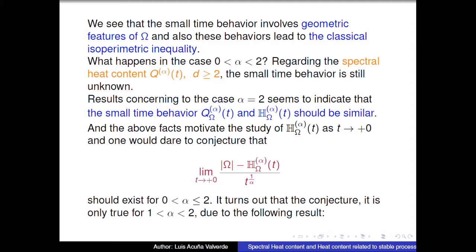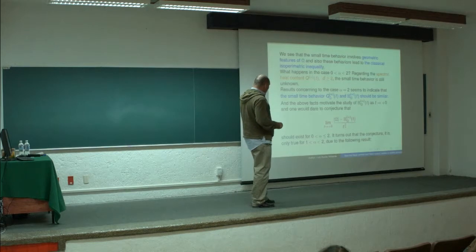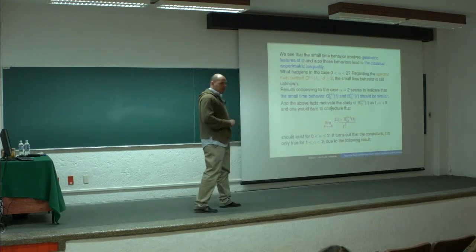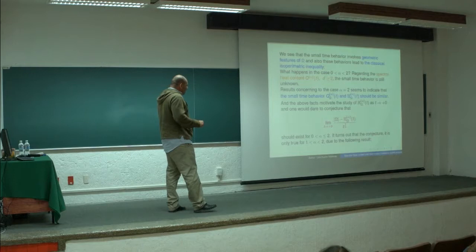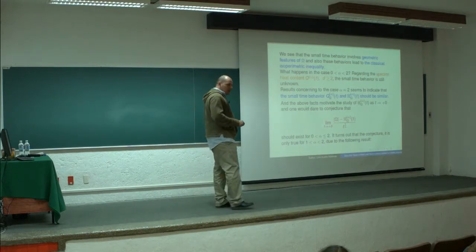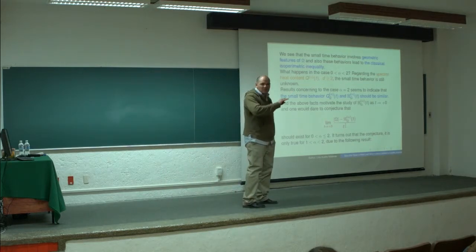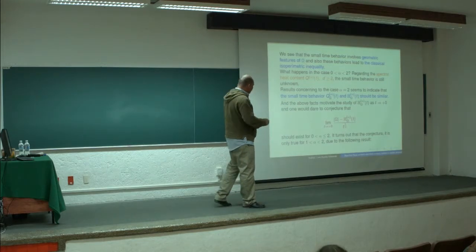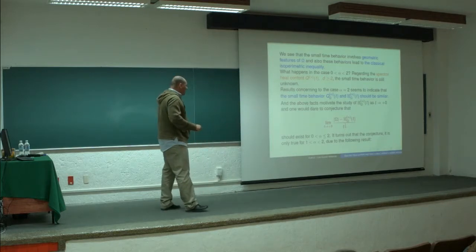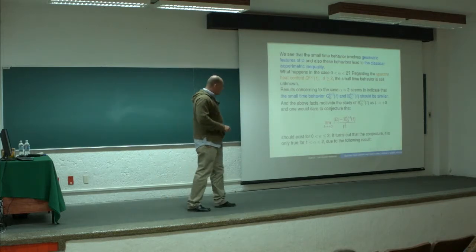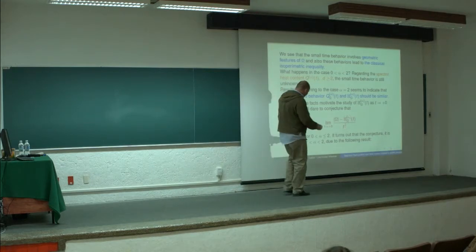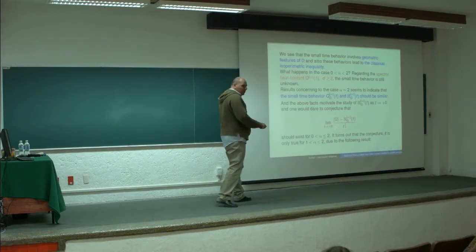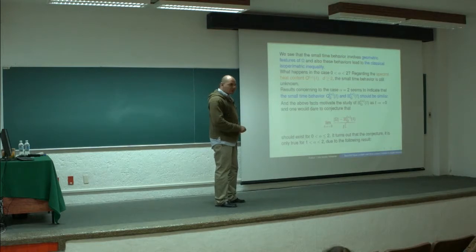So results concerning the case alpha equals 2 seem to indicate that the small time behavior of these two functions should be similar. And the above facts motivate the study of the heat content, which is way easier to study than the spectral heat content. And one would dare to conjecture that the following limit, where we have the appropriate modification according to the alpha stable process we are dealing with, should exist.